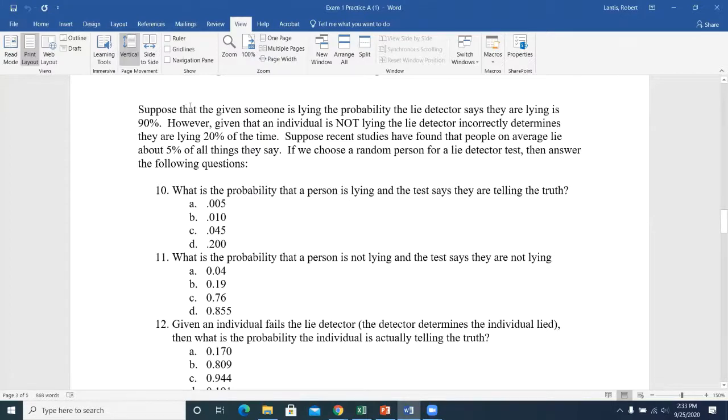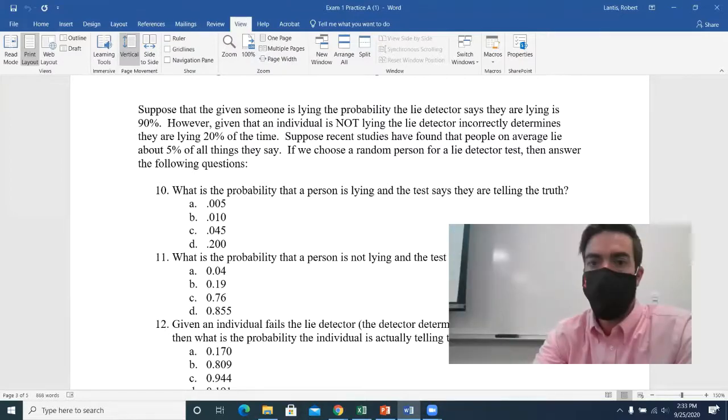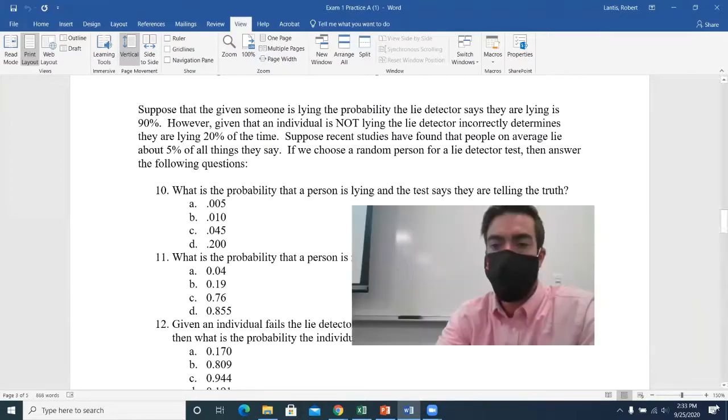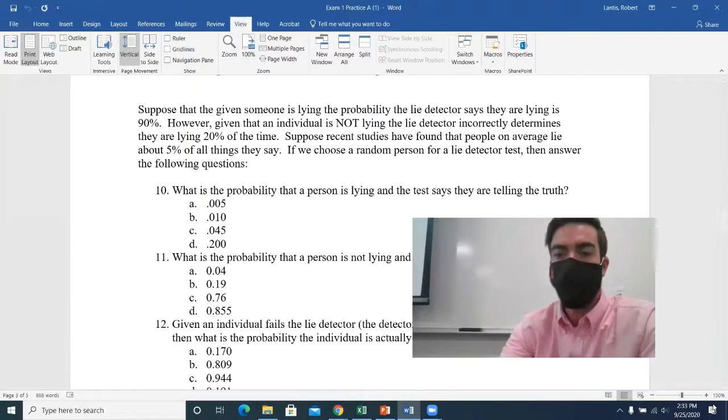Suppose that given someone is lying, the probability that the lie detector says they're lying is 90%. Anytime we have questions like this, I think the best way to approach this is to write out what we're being given. I'll get this as big as I can, just so I can start to identify what we have, okay?